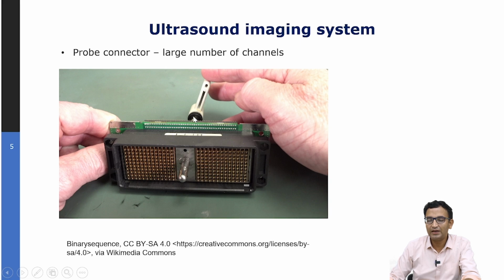The transducer will be connected to the system, and the connector is shown here. As you can see, there are a large number of connecting points. This is because the transducer has a large number of array elements. So this can be seamlessly connected to the transducer system and locked using this apparatus here.